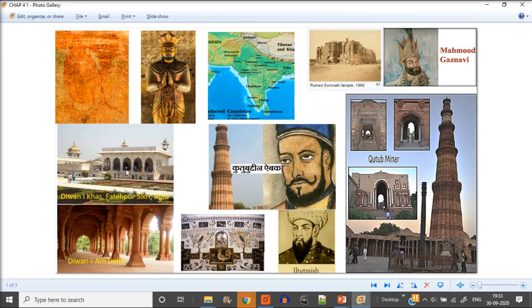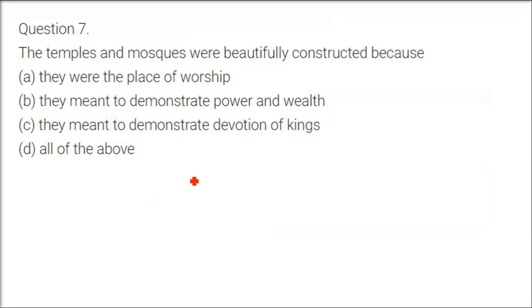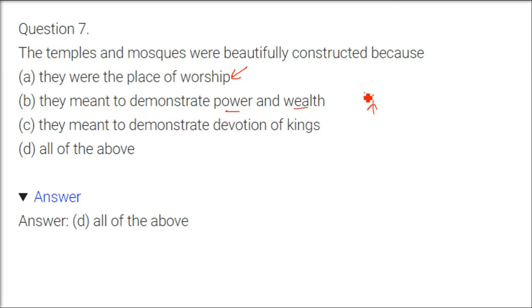So the reason was, Diwan-e Khas and Diwan-e Aam is also there. So the main reason was all of these. Why? Because these were places of worship. The kings were also interested. They were taking special interest. So these were places of worship. And because they wanted to relate themselves with the king, this deity. They want to demonstrate the power and wealth also.